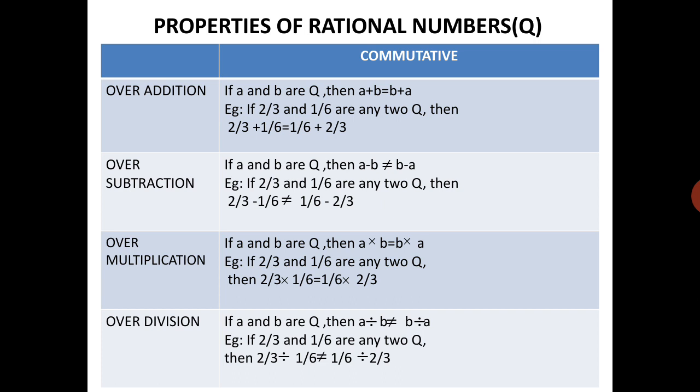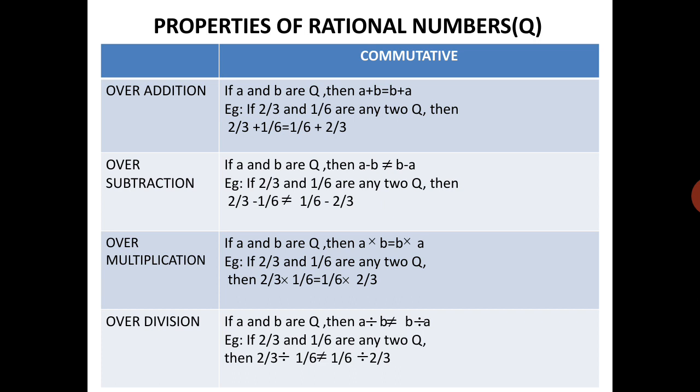Next, over multiplication, if a and b are rational numbers, then a multiplied by b is equal to b multiplied by a. Again, an example is taken and you can multiply on your own and check your answer. Over multiplication, you will see when you change the order of the given numbers, you still get the same answer. So, commutativity holds true for multiplication.